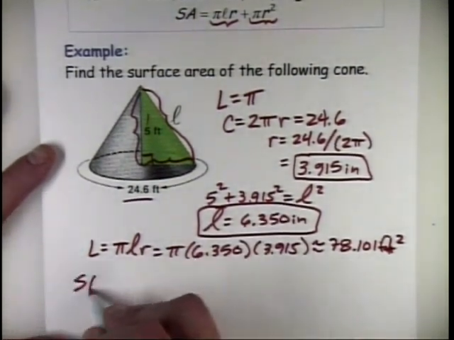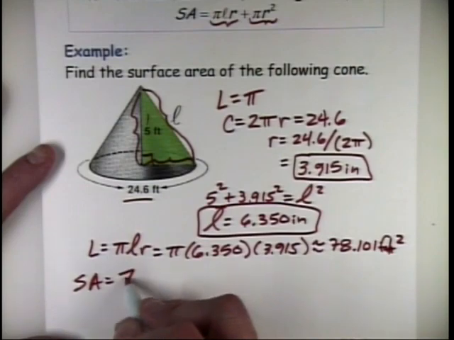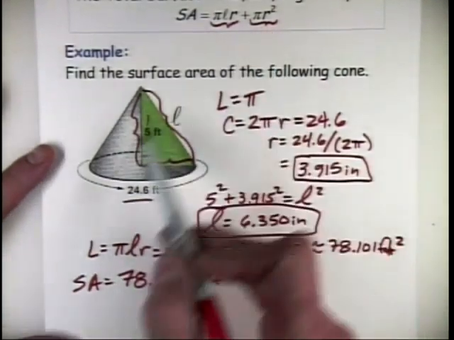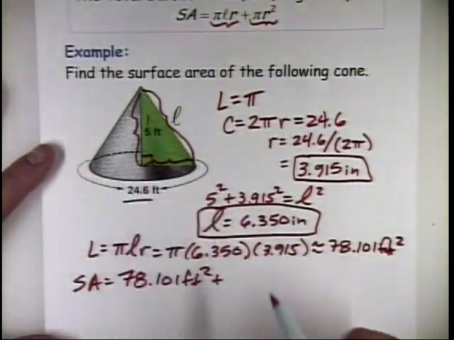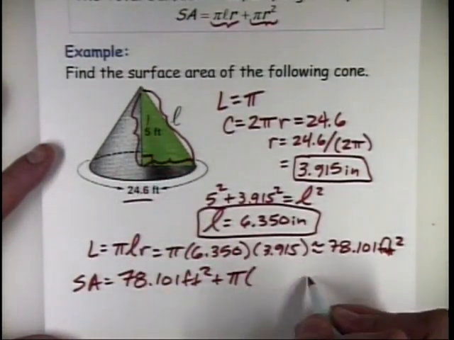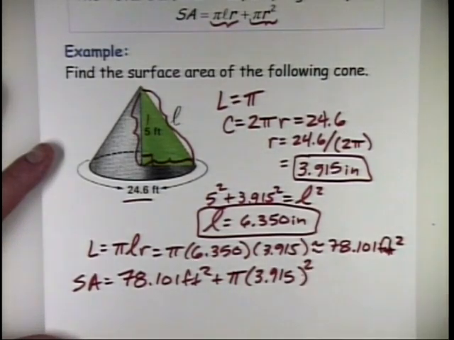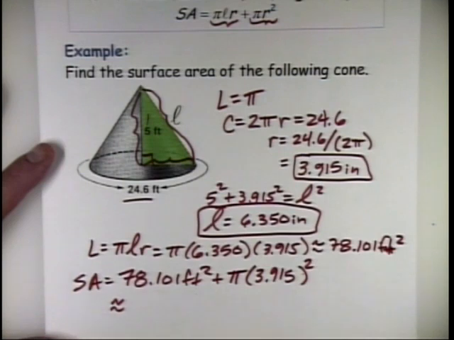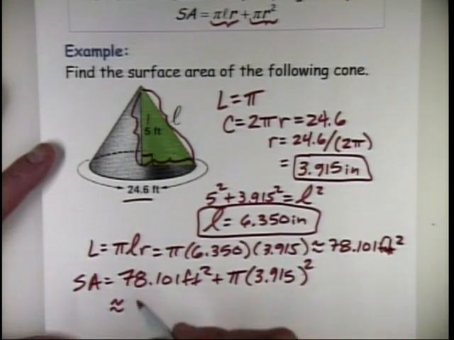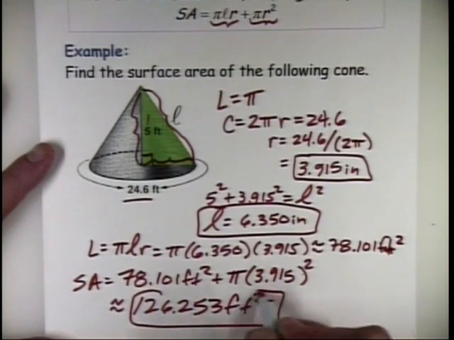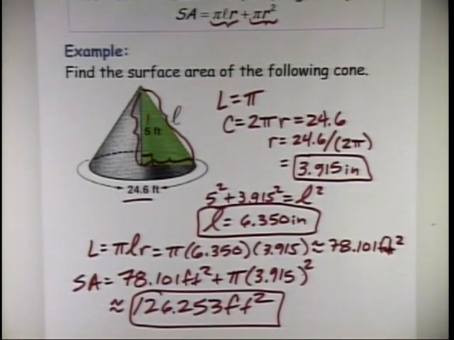Now, for the total surface area, it's going to be that number, the lateral, 78.101 square feet, plus 1 of the base, because there is only one, it's a circle, which was pi times my radius, which I found to be 3.915 squared. And again, with the help of a calculator, got to love those calculators, especially the ones that have batteries in them that work. Those are the really nice kind. We add those two together and we get 126.253 square feet. And that answers the question. That is the total surface area.